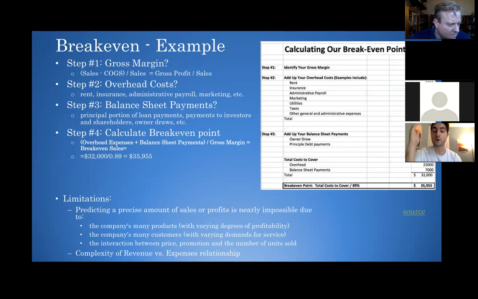Assuming we know the gross margin, then we want to know what our fixed costs are, like we did in the previous example. Overhead costs are the costs that don't really change with units sold, so we will include rent, insurance, etc. But we will also have to include other expenses like principal payments, any owner draws, and other payments from the balance sheet. But that really depends on what we want to answer. So this is not like a recipe for everything.